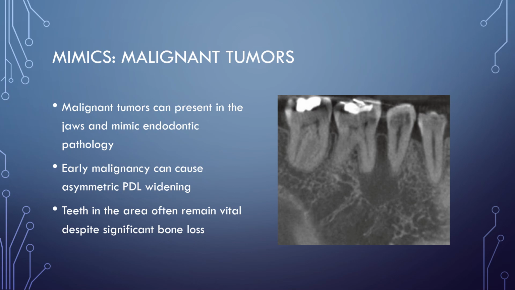The bone destruction typically appears highly irregular, invasive, or severely moth-eaten. Additionally, the asymmetric PDL widening might affect multiple adjacent teeth rather than just one. A massive red flag during your assessment is finding significant irregular bone loss on the CBCT around teeth that still remain perfectly vital to clinical pulp testing. Identifying these highly suspicious radiographic features on a CBCT is critical for differentiating malignancy from simple inflammation and ensuring immediate referral.